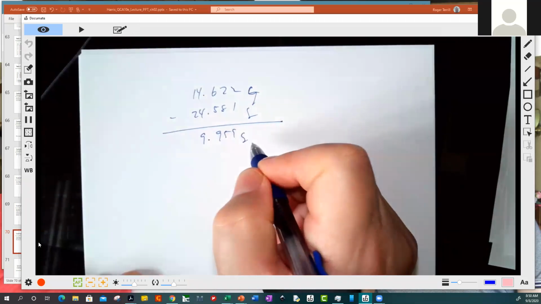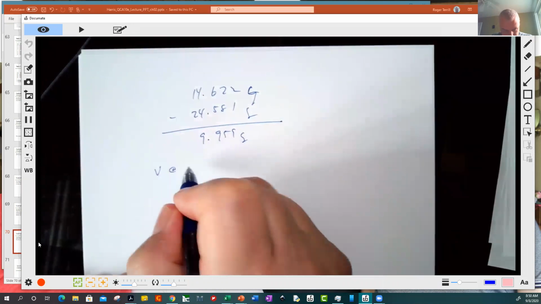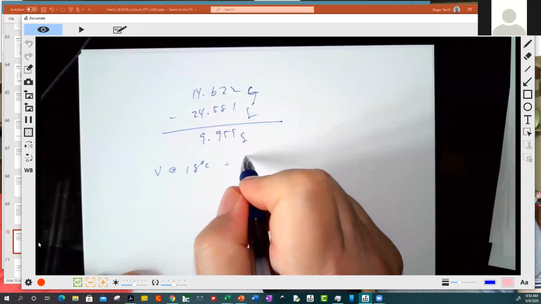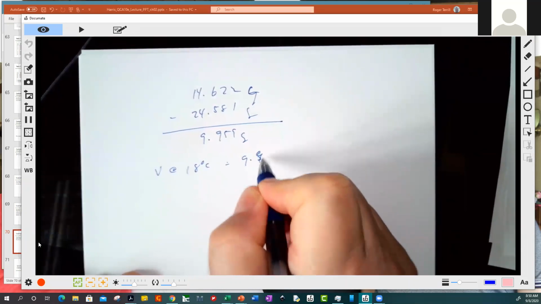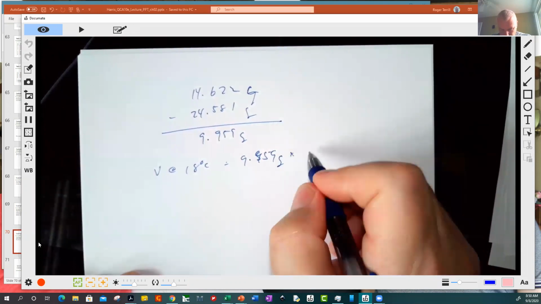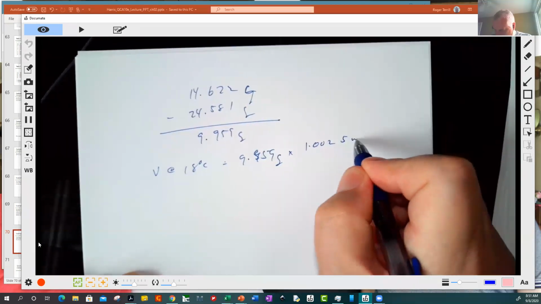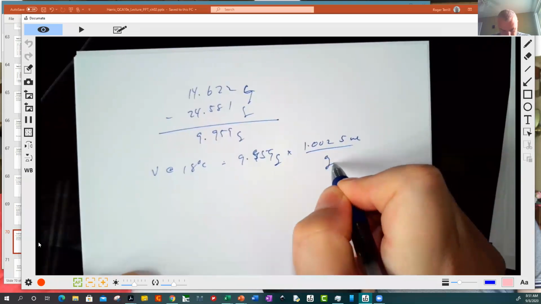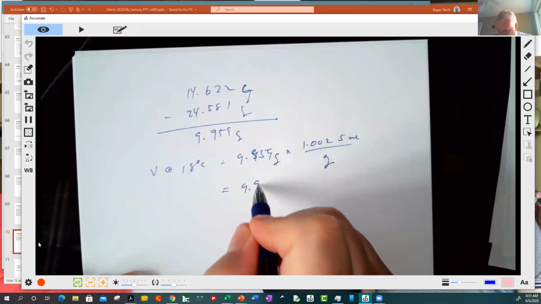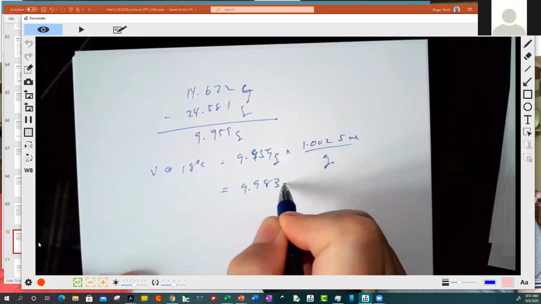And then the volume at 18 degrees C will equal 9.959 grams times 1.0025 mLs per gram, and that will equal 9.983 mLs. Right?